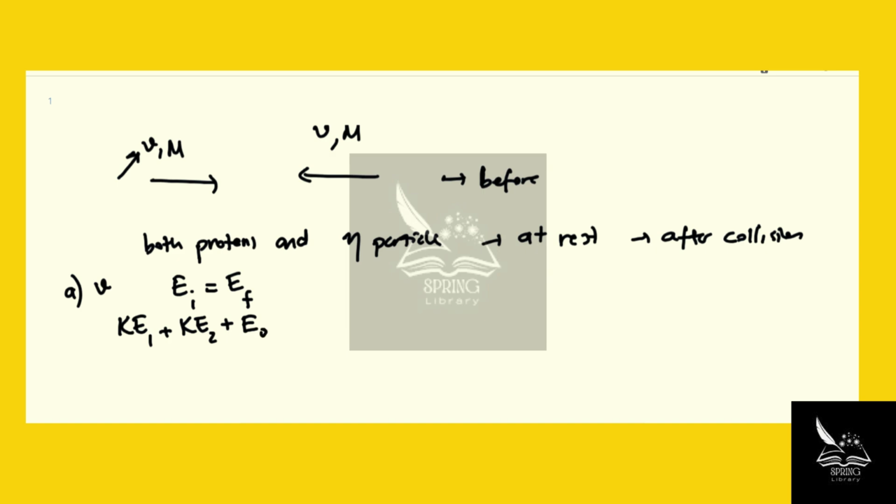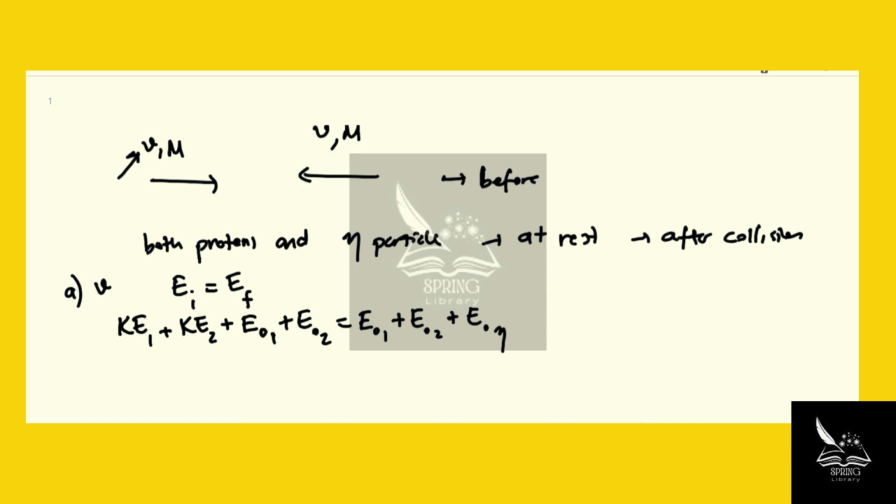Let's call this E naught 1 to refer to the rest energy of the first proton and the rest energy of the second proton. That's all we have before the collision. So this is the total energy of the system initially. After the collision, we have three particles now. Both of them are protons and the other one is a new particle. And they're all at rest. So no kinetic energy term on the right-hand side. All we need is E naught 1 again, the rest energy of the first proton, the rest energy of the second proton, plus the rest energy of this new particle, okay?